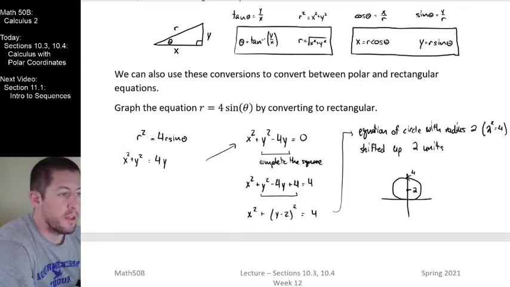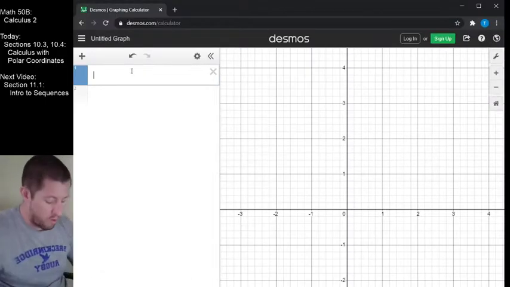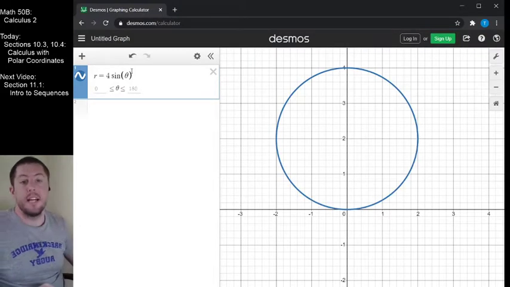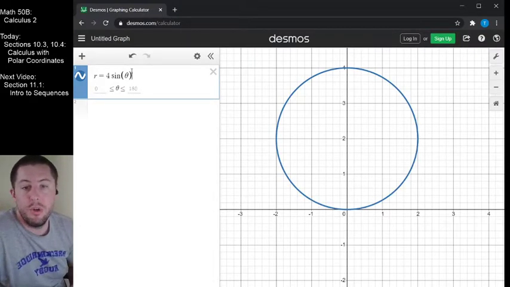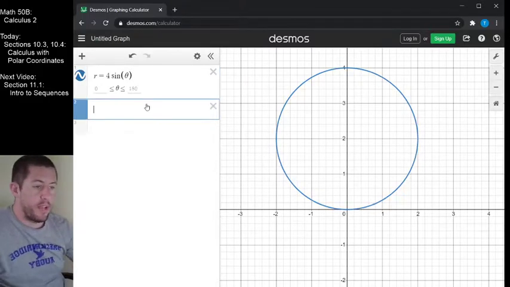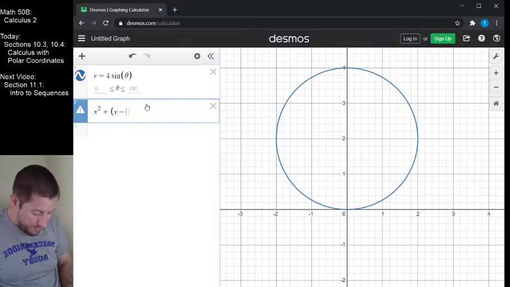I do think it's worth going ahead and taking a look at Desmos and seeing what Desmos has to say about this. Desmos, fortunately for us, handles polar coordinates just fine. R equals 4 sine theta. And we can see it does in fact give us a circle of radius 2 centered at a location that's been shifted up 2 units. And we can also verify this does agree with the algebra that we just did.